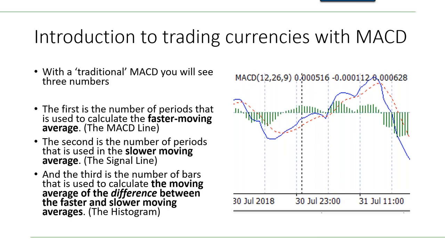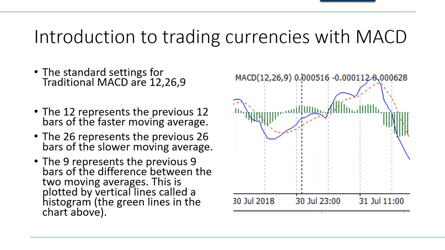The second is the number of periods that is used in the slower moving average, the signal line, which would be the 26 or the red dotted line here. And the third is the number of bars that is used to calculate the moving average of the difference between the faster and slower moving averages. So in this case, it would be 9, and that's what goes to create the green histogram in that particular example.